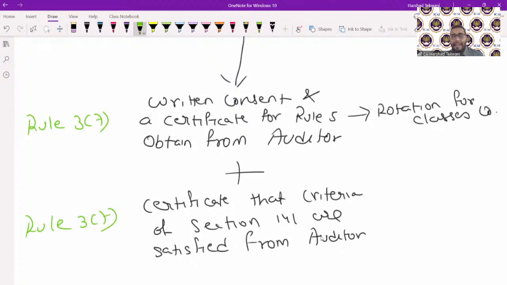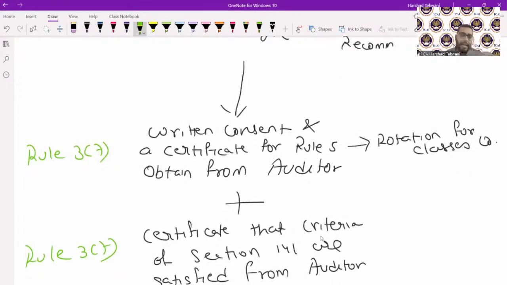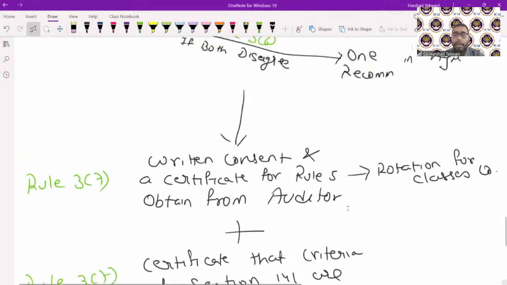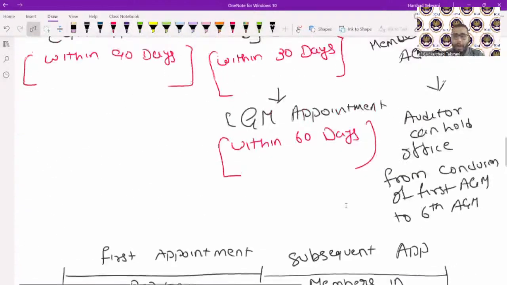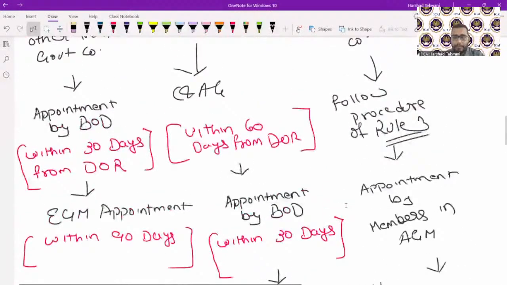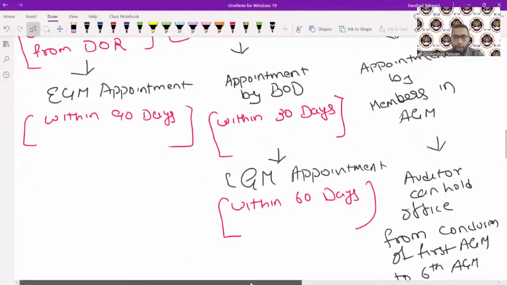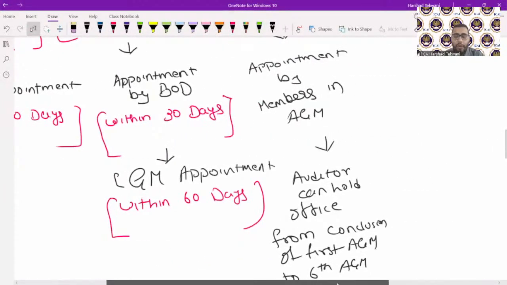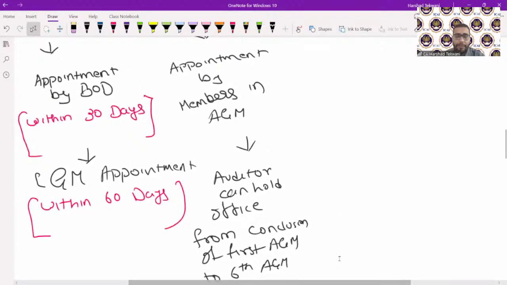You need to obtain these certificates, and once you follow this procedure, in the AGM you are appointed as an auditor. Once appointed in the AGM, you will hold office from the conclusion of the first AGM to the sixth AGM. Clear?